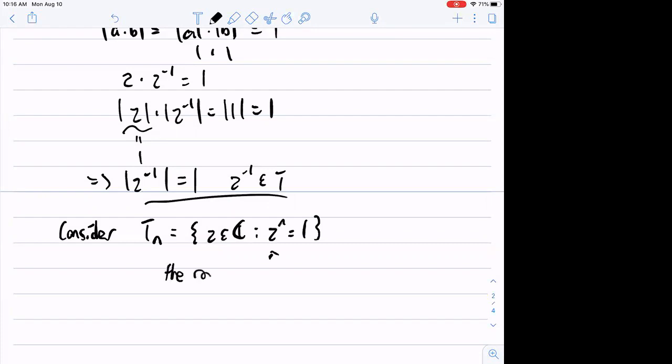The roots of this equation are called the nth roots of unity, right?